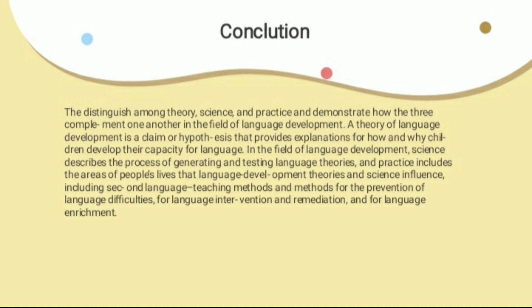Conclusion. You can see my conclusion about this presentation. Distinguish among theory, science, and practice, and demonstrate how the 3 complement one another in the field of language development. A theory of language development is a claim or hypothesis that provides an explanation for how and why children develop their capacity for language.